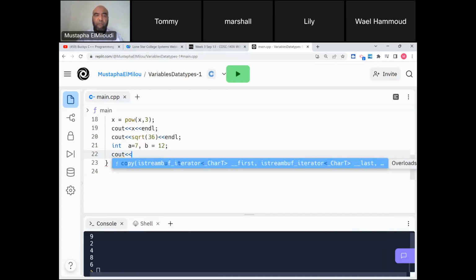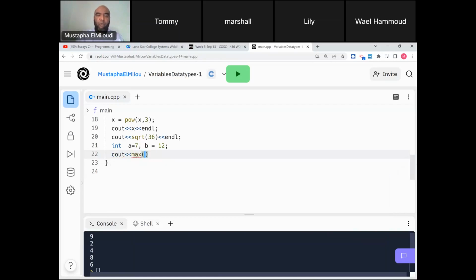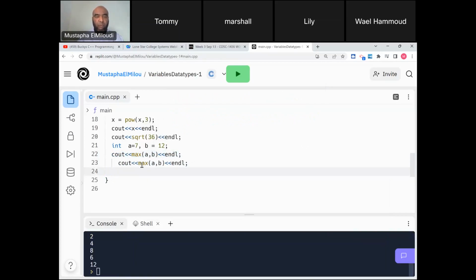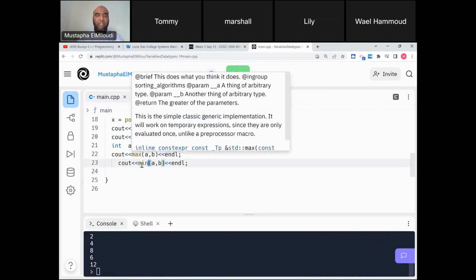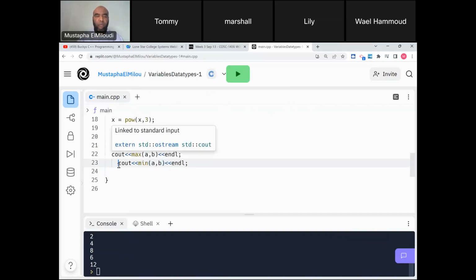a function for this. It's called max. It accepts two numbers, in this case a and b, and it's going to return or print the highest of the two. Of course the highest is 12, so that's what you're going to get, 12. And the same thing for minimum. I'm looking for the lowest, so you do the same thing and replace max with min, and then you get the lowest of the two, which is 7.